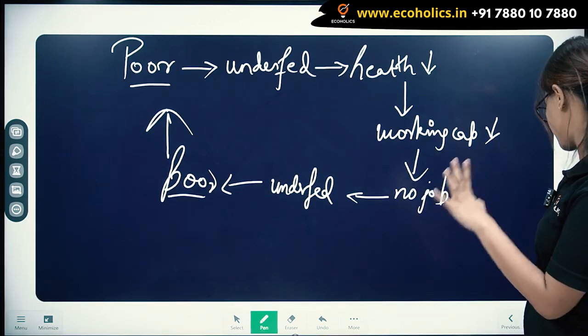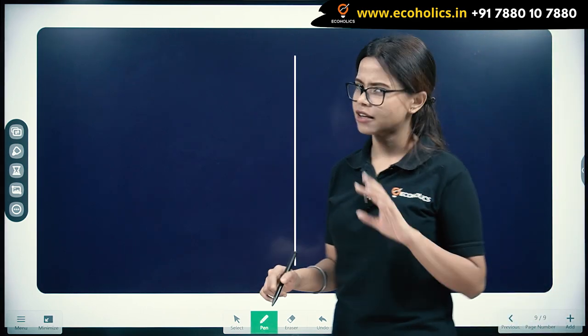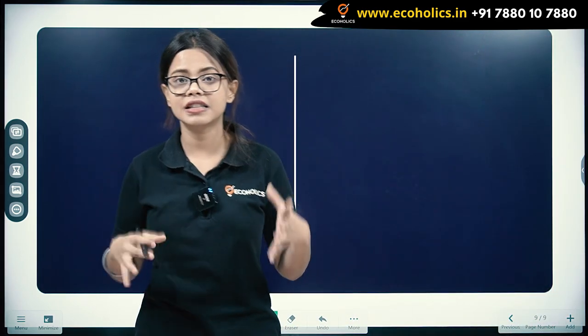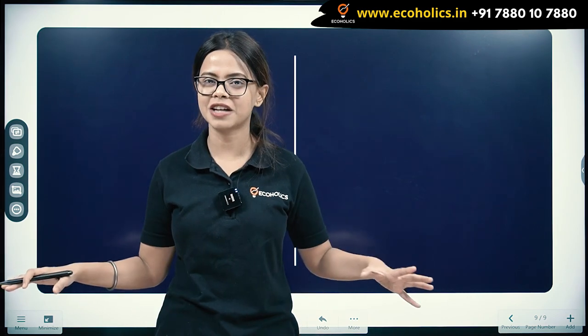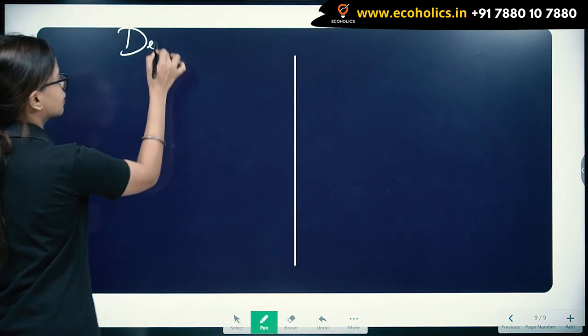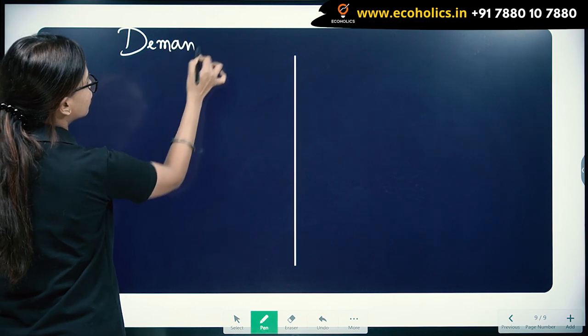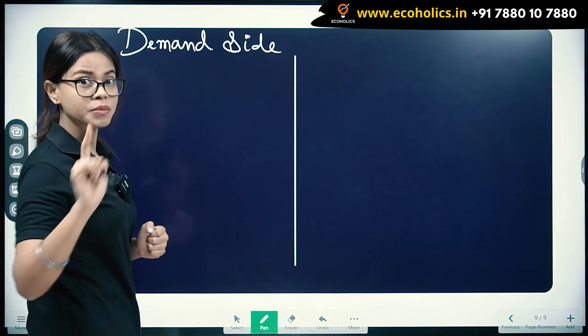मूविंग फॉरवर्ड, वी अंडरस्टूड दिस. नाउ द विशियस सर्कल ऑफ पावर्टी हैज इन द लीस्ट डेवलप्ड कंट्रीज और अंडर डेवलपिंग कंट्रीज और अंडर डेवलप्ड कंट्रीज हैज डिमांड साइड एज वेल एज द सप्लाई साइड. सो लेट्स लुक एट द डिमांड साइड हियर. Let's look at the demand side first.